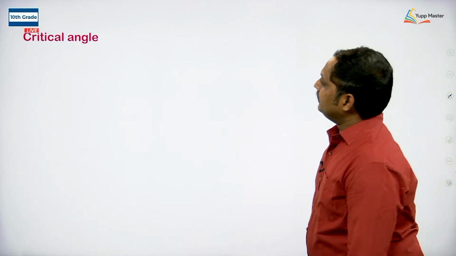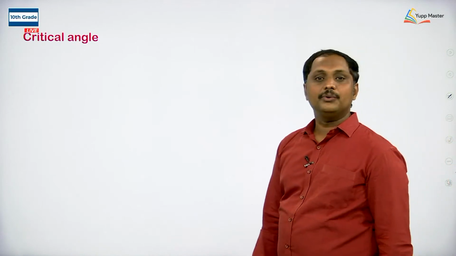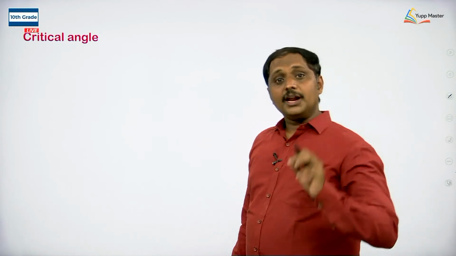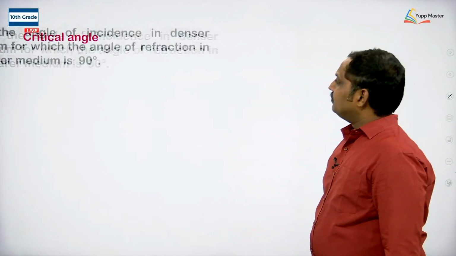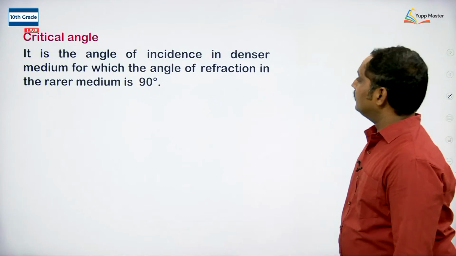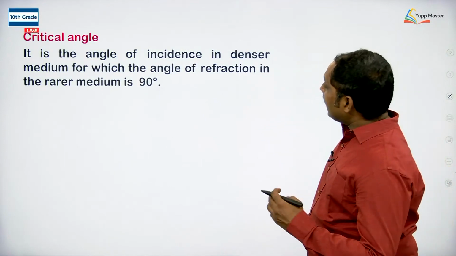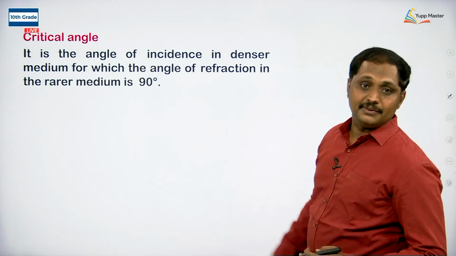Now it is the critical angle. If you identify the critical angle for different materials, it has different values. But how is it possible? We have to incident the light rays at different angles. At a particular angle you will get the angle of refraction 90, that is the special case. Now, please have a look: the angle of incidence in the denser medium for which the angle of refraction in the rarer medium is 90.